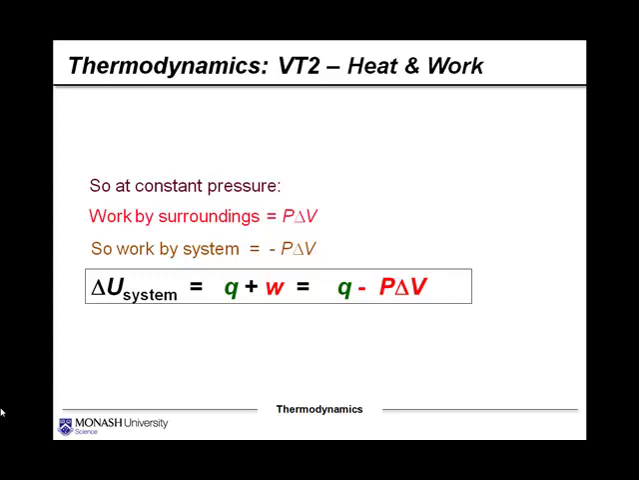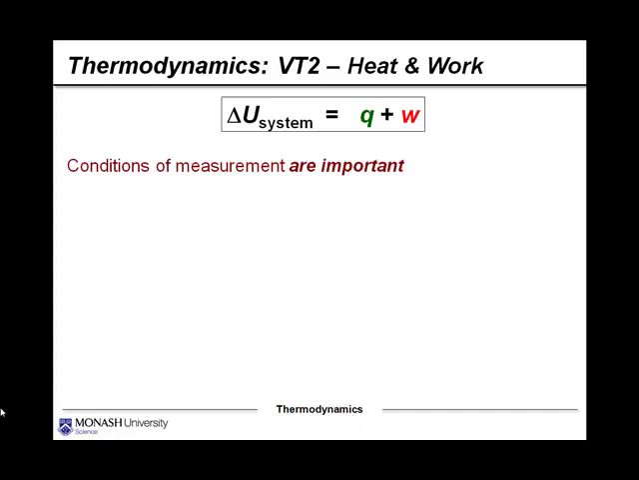We saw that work could be expressed in terms of pressure and volume. So we've just re-expressed the first law of thermodynamics. We saw previously that delta U was equal to Q plus W. Well, now we'll talk about it in terms of Q minus pressure times the change in volume. Things that we can measure as chemists. So obviously the conditions of measurement are important. We said that the work done by the system is negative P times delta V.